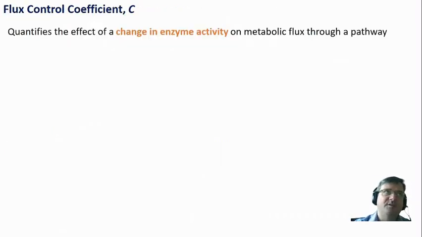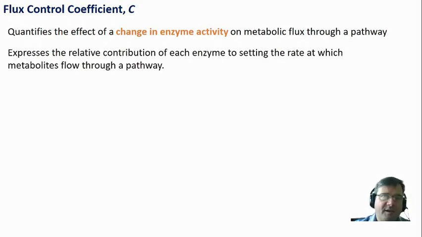And we can get some quantitative information out of this that we can then use to model, if you like, our pathway. So the flux control coefficient, which has been given the symbol capital C, allows us to quantify the effect of a change in enzyme activity on metabolic flux through our pathway. It expresses the relative contribution of each enzyme to setting the rate at which metabolites flow through a pathway. The coefficient is not a constant, which means it will change depending on metabolic circumstances. But it does give you a measure of the contribution of that particular enzyme to the overall rate within that pathway.